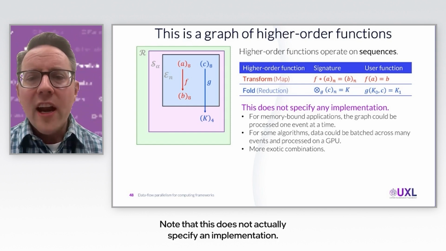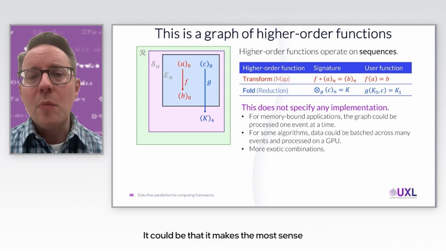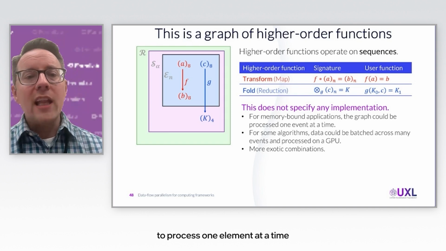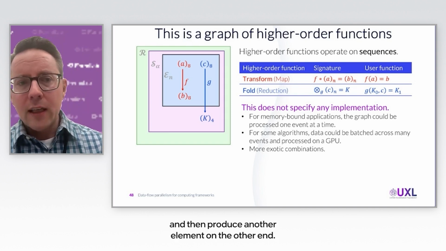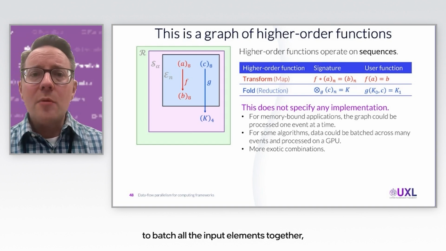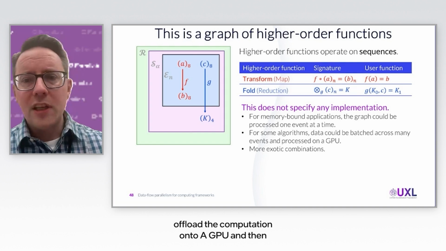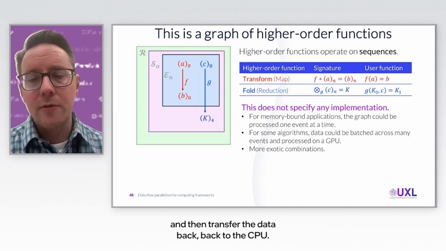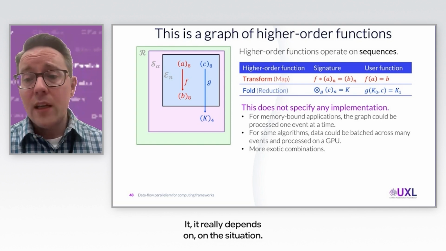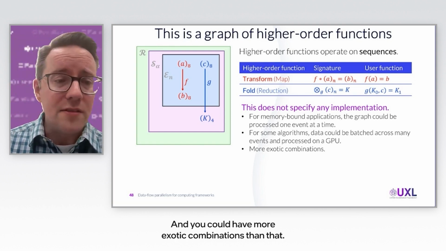Note that this does not actually specify an implementation. It could be that it makes the most sense to process one element at a time and then produce another element on the other end. Or maybe it makes sense to batch all the input elements together, offload the computation onto a GPU, and then transfer the data back to the CPU. It really depends on the situation, and you could have more exotic combinations than that.